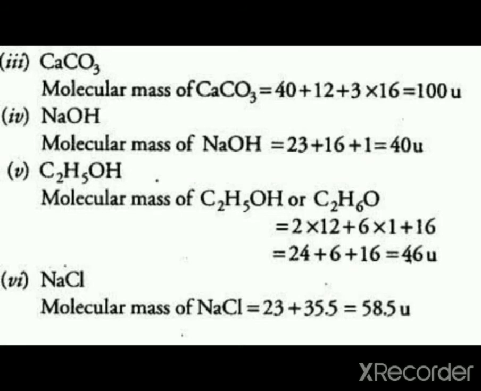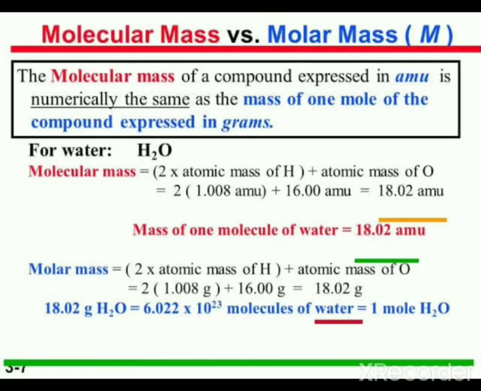In the case of ionic compounds like sodium chloride, instead of molecular mass, the term formula mass is used, but the method is the same. What is the difference between molecular mass and molar mass? You know that molecular mass is the mass of one molecule of an element or a compound, and it is expressed in unified mass U. Whereas molar mass is the mass of 1 mole of an element or a compound. It is expressed in gram per mole.